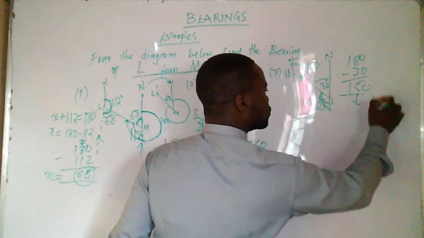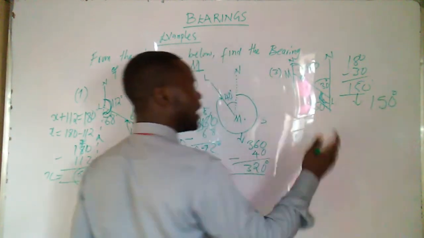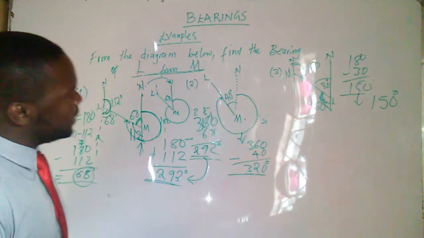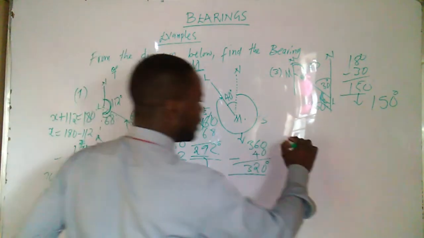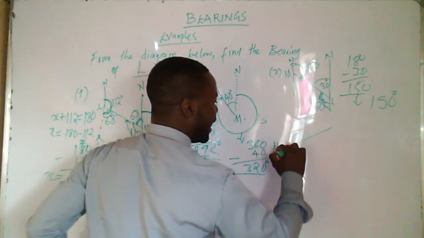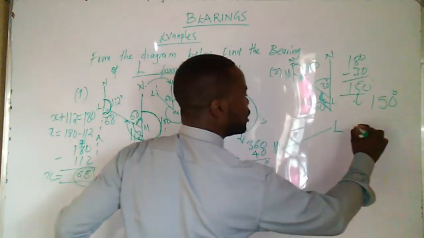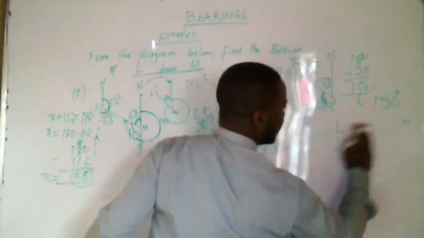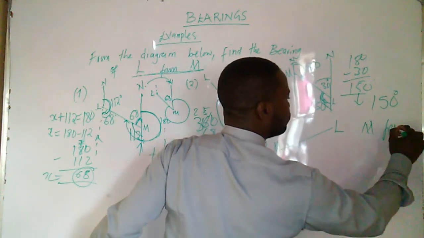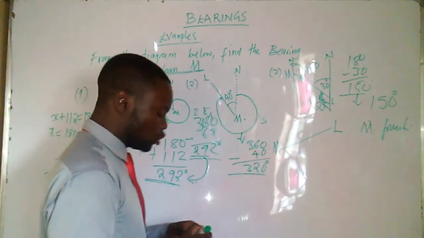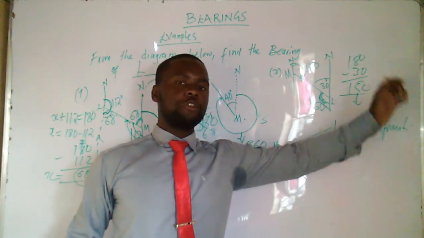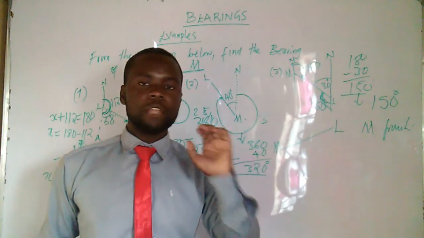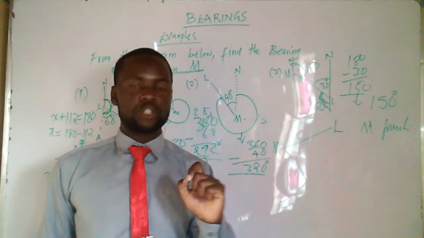Therefore, the bearing is what? It's 150 degrees. Very simple concept of bearing there. Let's assume your question was, this is a line, and this is my M, this is my L, and they're looking for the bearing of M from L, like this. What you must do is go to M and use the Motors 5 rules of bearing. Then you make your mathematics simple.